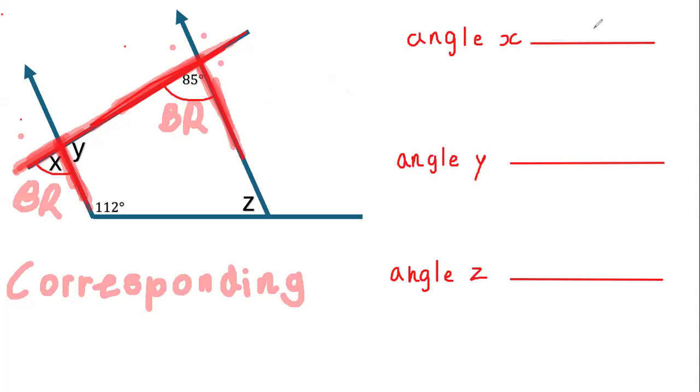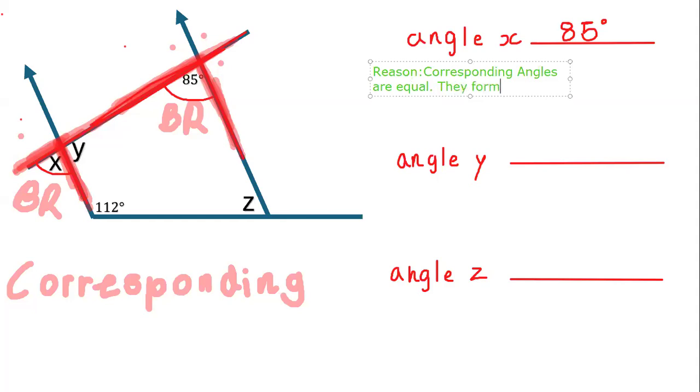Giving us the reason for that? I'm going to give you the reason. Okay. This is 85 degrees. So we're going to say the reason. The reason is corresponding angles. Corresponding angles are equal.